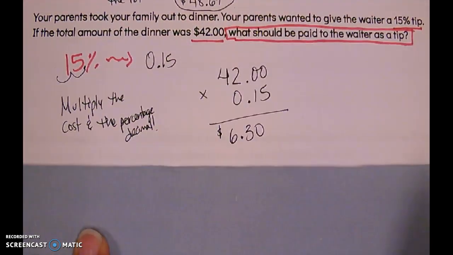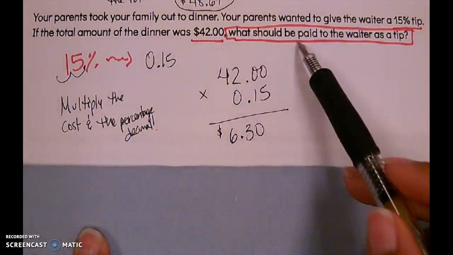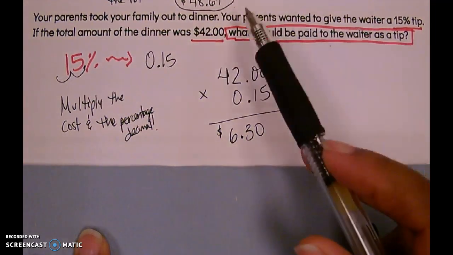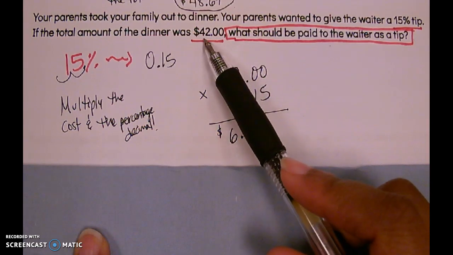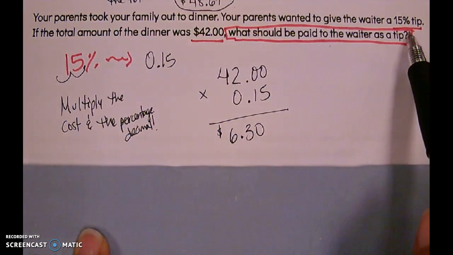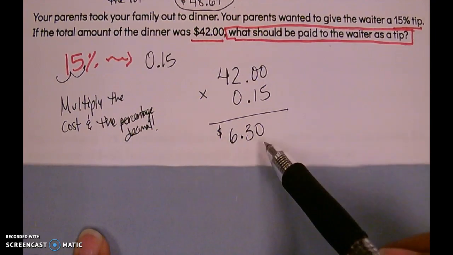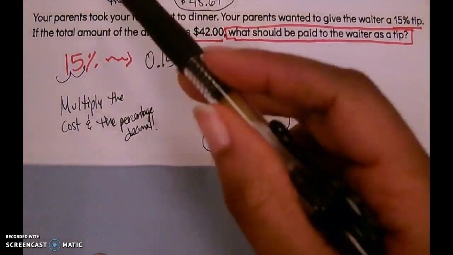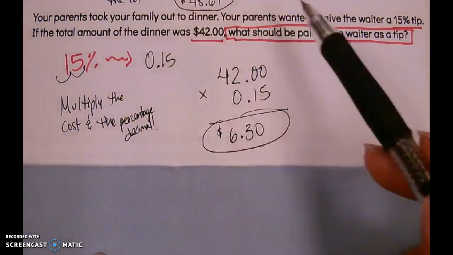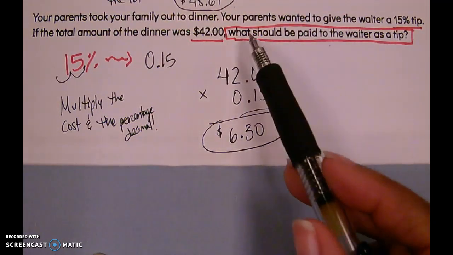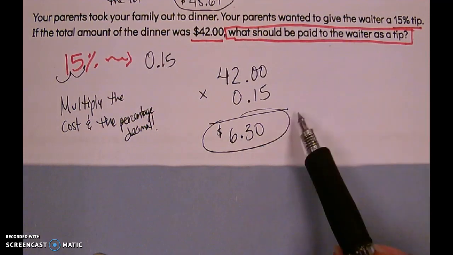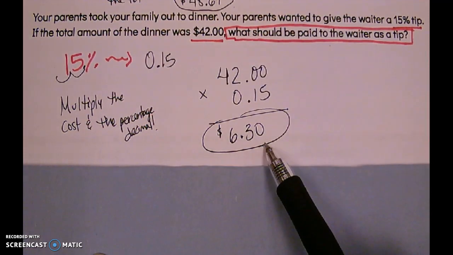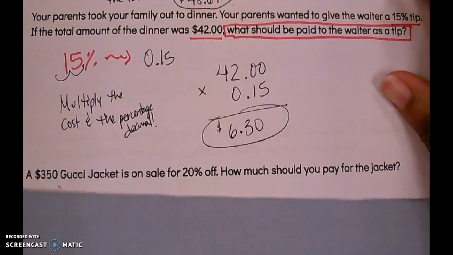When I do that, I'm going to get $6.30. The question asked me what should be paid to the waiter as a tip if the total cost of the dinner is $42 and the tip percentage is 15. This is the amount that I should tip my waiter based on this situation. Notice that I was not asked what is the total amount of the meal after I add in the tip. I'm just asked what should be paid to the waiter as a tip, and so this is the answer that there is.